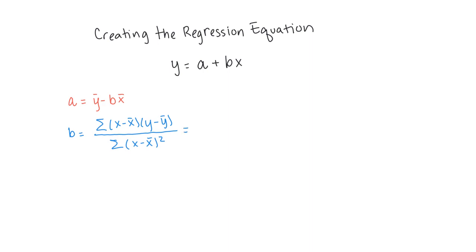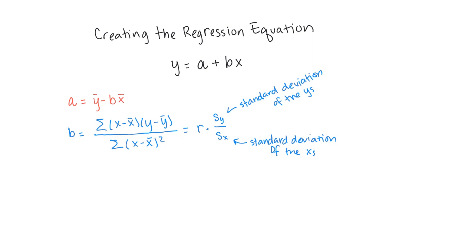There is another formula. It's a little bit simpler, and it is r times s sub y over s sub x, where s sub y is the standard deviation of the y's and s sub x is the standard deviation of the x's. The other thing, though, that you see in this formula is r. R is a new letter. R is called the correlation coefficient. And again, unfortunately, calculating the correlation coefficient is not that simple. So maybe this formula really isn't that easy. But technology, it's going to do it for us.